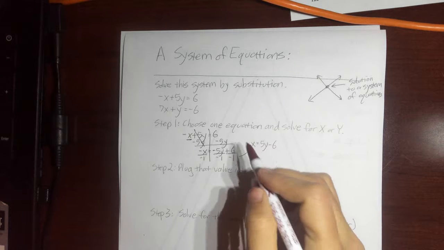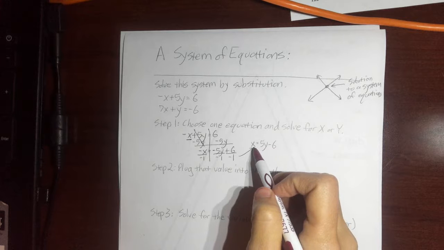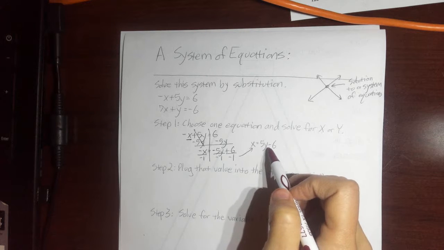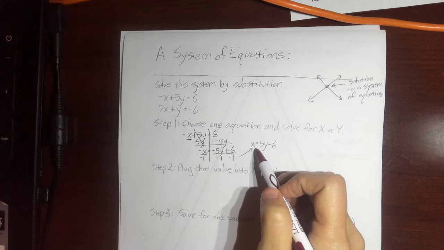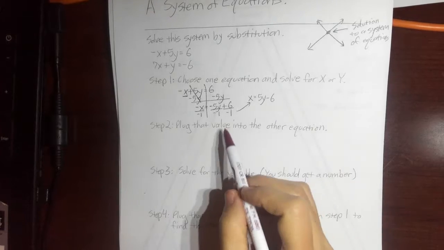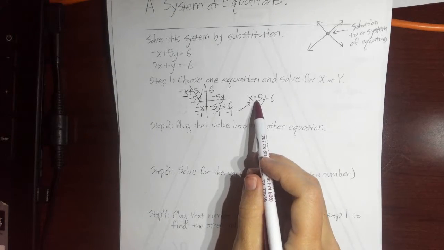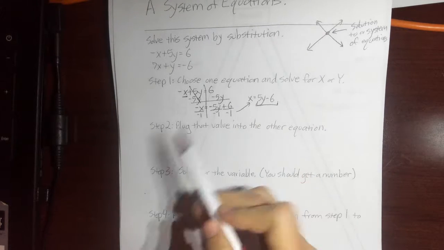Okay, so I have successfully solved this equation for x. And it's not a number, but that's okay. I solved for x, and that's what I needed to do. So that's the first step. From there, I'm going to take this value right here, and I'm going to plug that in to the other equation.